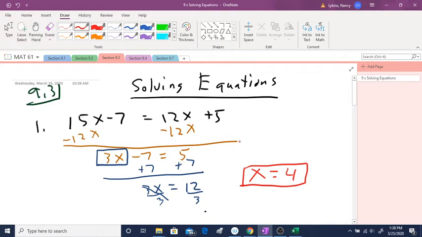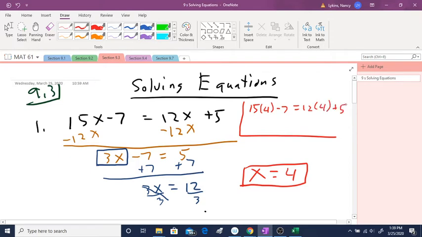Now, remember, you can always check your answers. By checking your answers, I would say 15 times 4 minus 7 equals 12 times 4 plus 5. 15 times 4 is 60 minus 7, which is 53. My other side is 12 times 4, 48 plus 5. That also gives me 53. That means I correctly solved this equation.